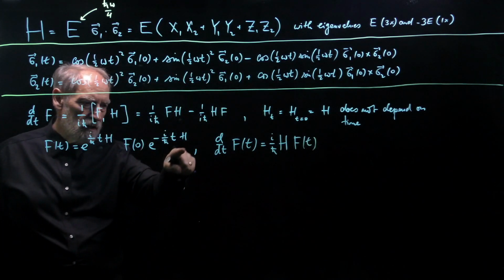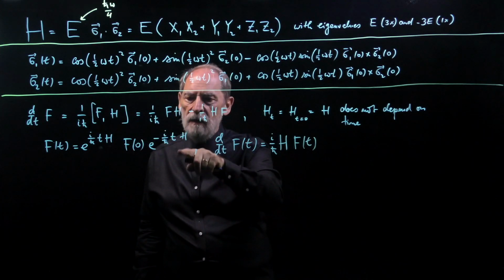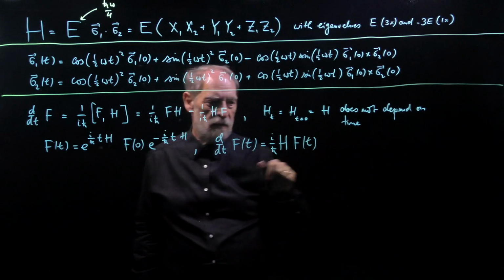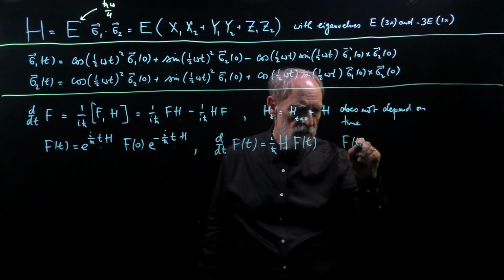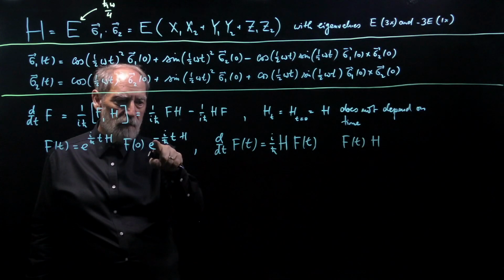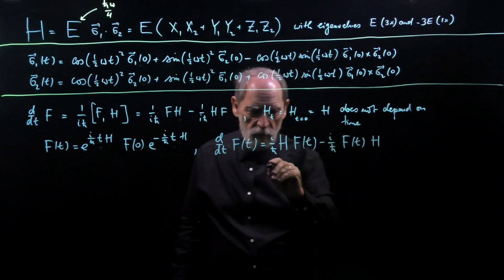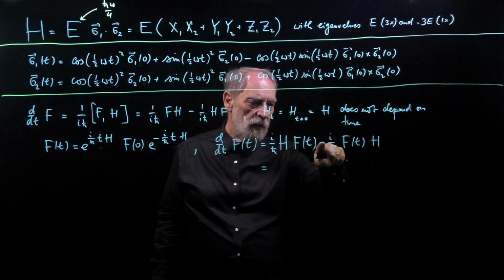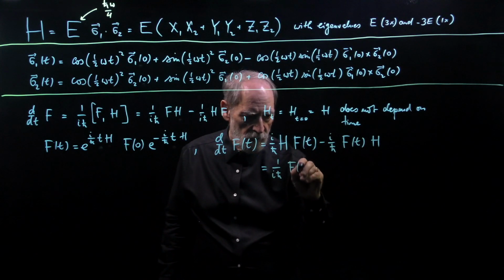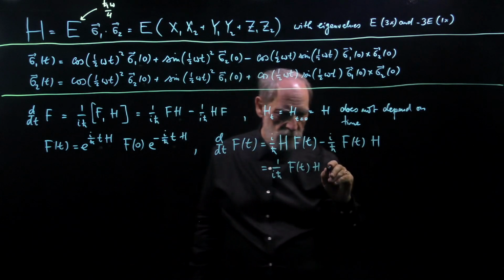Then, if I differentiate here, the exponential function is reproduced, and the Hamilton operator comes down from the chain rule, but it comes down to the right. So we have F of t, the Hamilton operator comes down on the right, and from the chain rule, we have an additional minus i divided by h bar. Well, rather than multiplying with i, I divide by negative i.